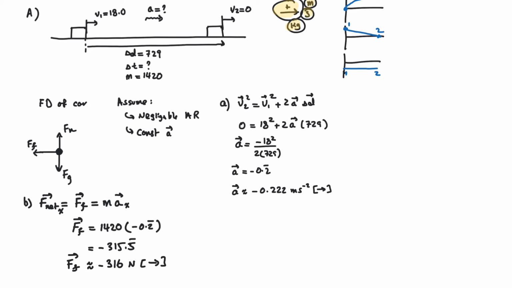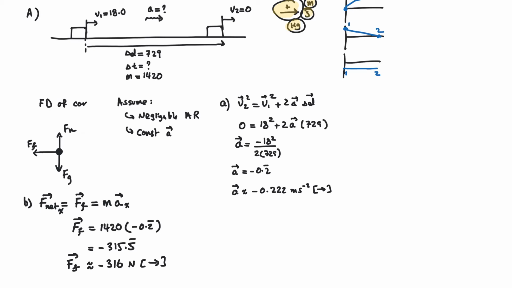I'm still taking right to be my positive, and does this make sense? Well, it says it's negative 316 to the right direction. That means it's actually pointing in the left direction, and it is. So that's fantastic. And the magnitude of force of friction is just 316.